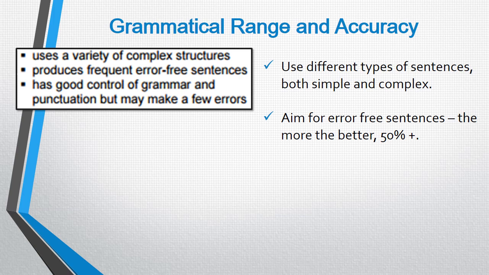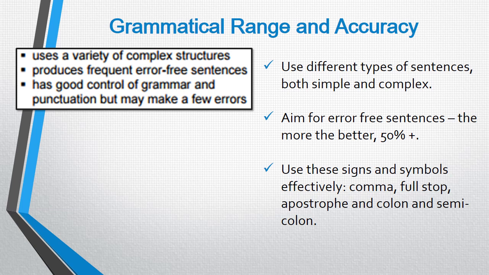The final thing that your essay needs to do is to show good control of grammar and punctuation, although you are allowed a few errors. Essentially, this means using the signs and symbols effectively, such as the comma, full stop, apostrophe, and colon and semicolon. Once more, I'll be doing another video to show exactly how you should and shouldn't use these a bit later on in the course.